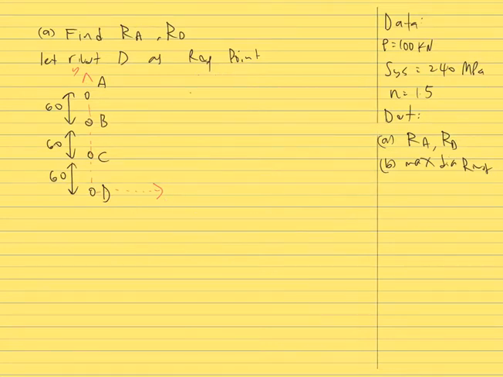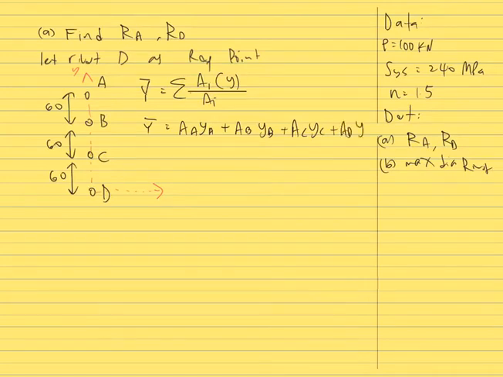Now let's find the y bar coordinate of the centroid on the y-axis. Y bar is equal to the summation of the area of each rivet times its distance from point D in the y direction, divided by the total area of all rivets. So y bar is equal to the area of rivet A times YA, plus rivet B, rivet C, and lastly rivet D, divided by the cross-sectional area of rivets A, B, C, and D.